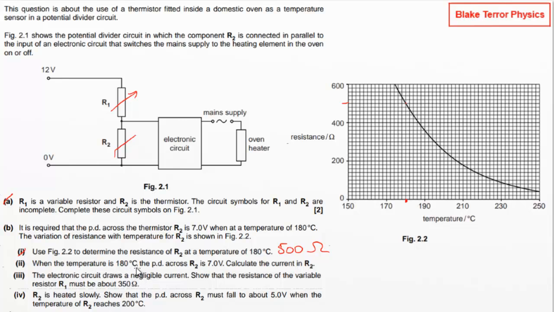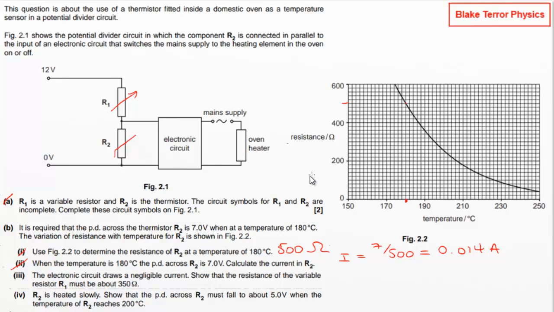When the temperature is 180 degrees C, the PD across R2 is 7 volts. Calculate the current in R2. Right, okay, well, the current is equal to the voltage divided by the resistance. So 7 divided by 500. Well, 1 over 500 is 0.002, multiplied by 7 is then going to give us 0.014 amps. All right, that's good. The electronic circuit draws a negligible current. Show that the resistance in the variable resistor must be about 350 ohms.